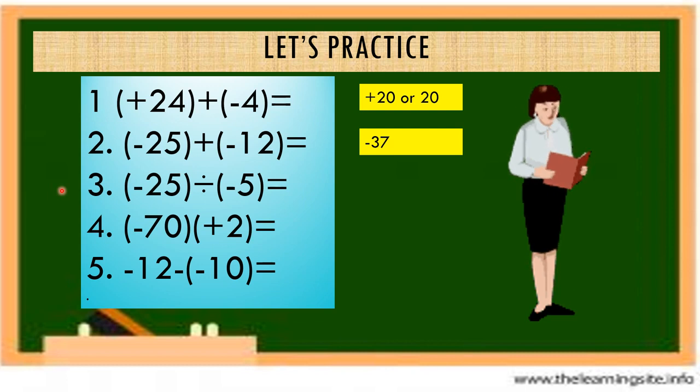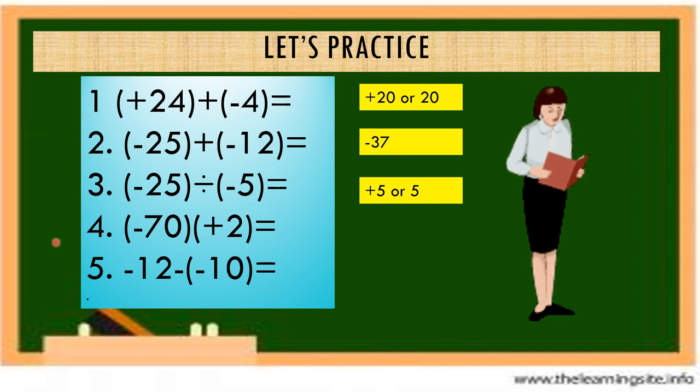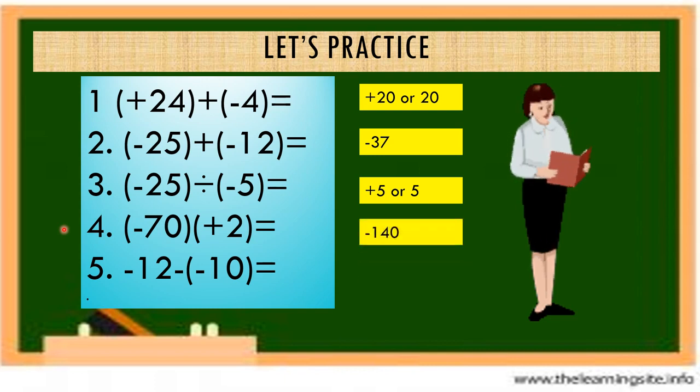For problem number 3, negative 25 divided by negative 5. What is the quotient of two integers having like sign? So the answer is positive 5 or 5. For number 4, we are using multiplication here. What is the product of two integers having unlike sign? The answer is negative 140.